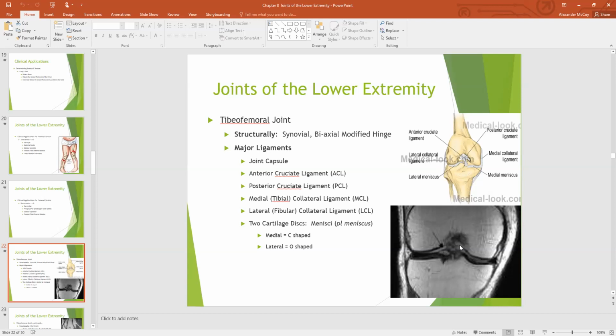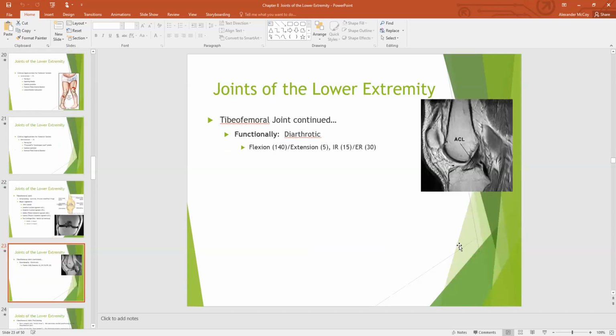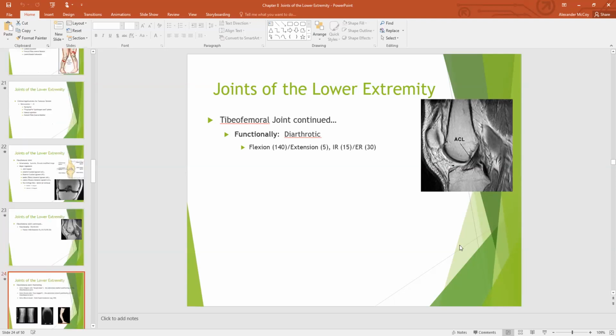You have two cartilaginous discs, menisci, plural of meniscus. You have two of these kind of sitting as ice caps on top of the tibia. You have a medial one that's more C-shaped, lateral one that's more O-shaped. These are not fun to injure. They can aggravate the whole joint, but they are there, and you've probably heard of that due to somebody that you know or on TV that has had that injured. Functionally diarthrotic, there's a lot of movement there, a lot of flexion, extension, and rotation.